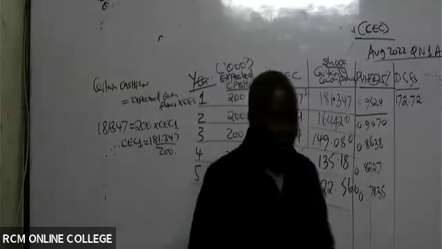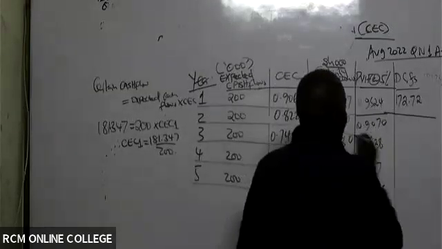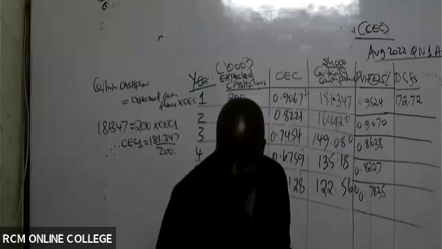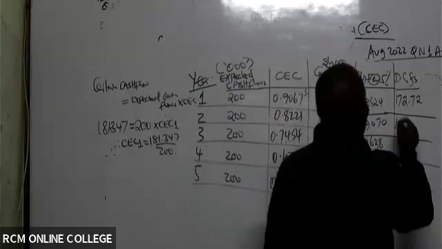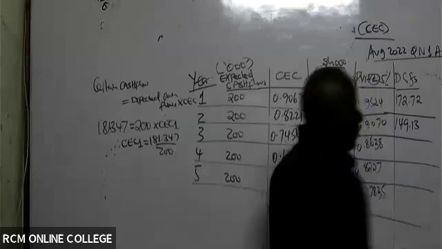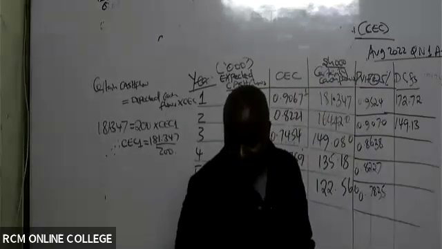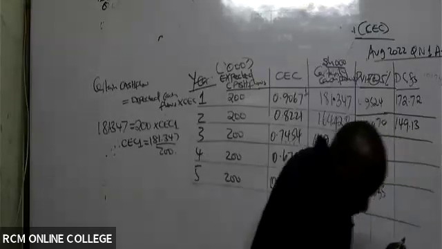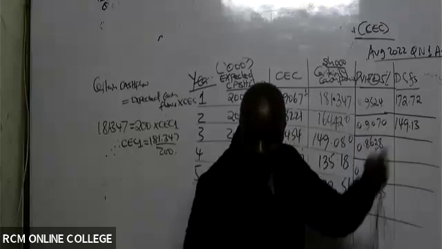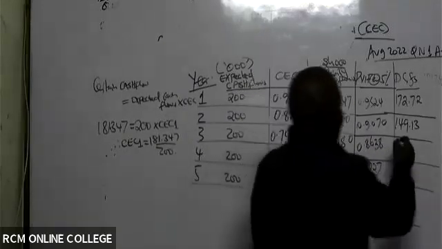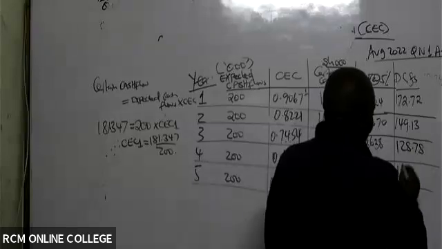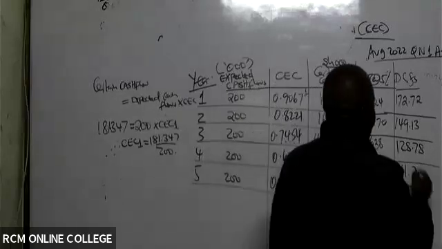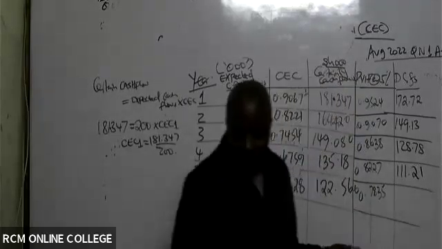172.72. Then we go to the second one. According to Caroline, 149.13. Frida has given me the third one, 128.78. And then we have here 111.1, right? 121. And then lastly, what do we have here?